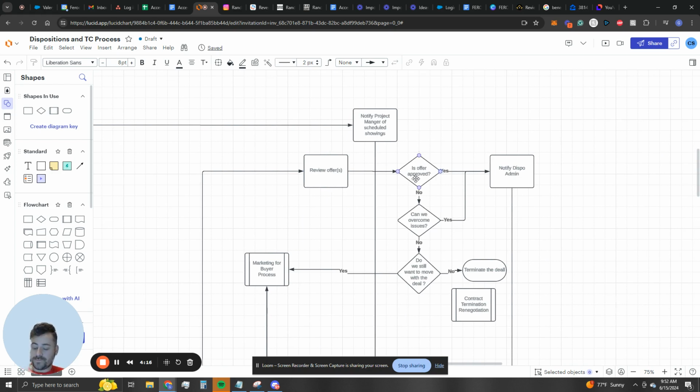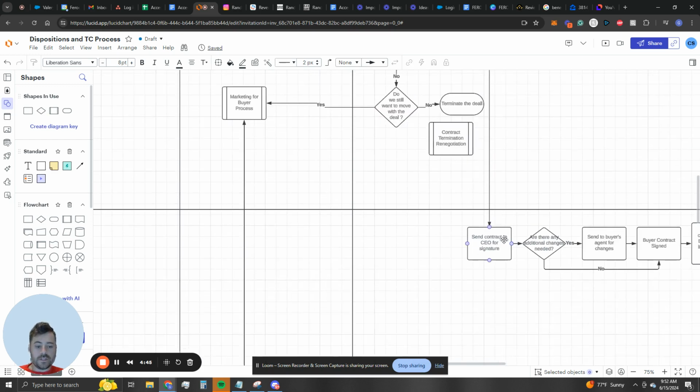Probably not, right? Because we need to overcome the issue, and the issue might be price, right? So we try to negotiate every offer, whether that's with price first, due diligence, earnest money, closing date, title company, closing attorney we're using, whatever that is. So if the offer is not approved, which I highly doubt immediately they will be, can we overcome those issues of, hey, we want more price, or lower due diligence, or higher earnest money, right? If we do that, notify Dispo admin, which is Karen in this case, and then she's going to send a contract.